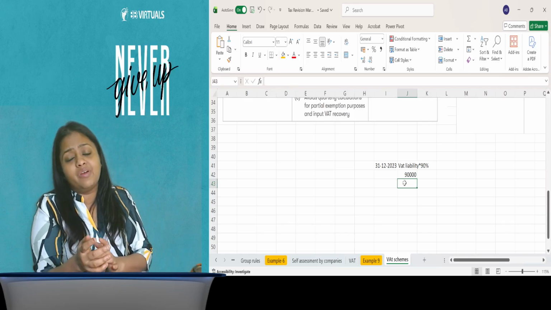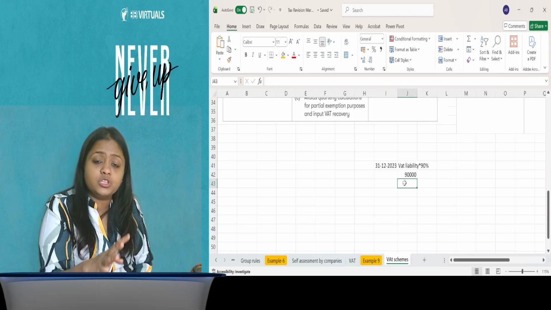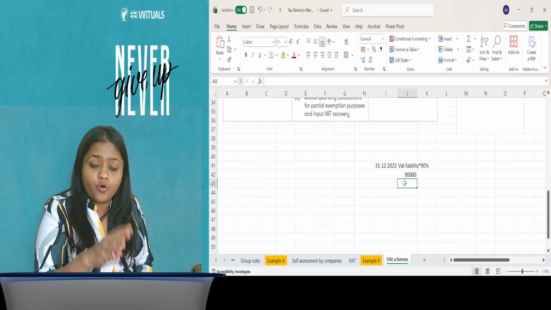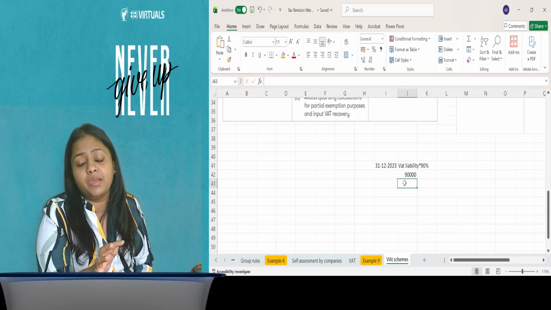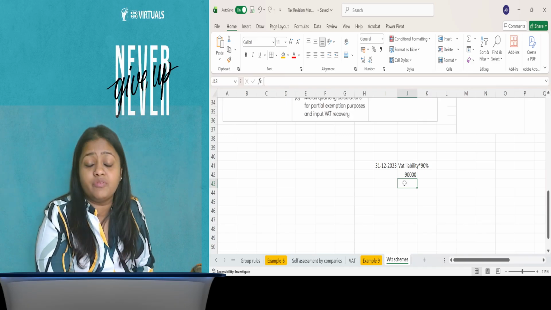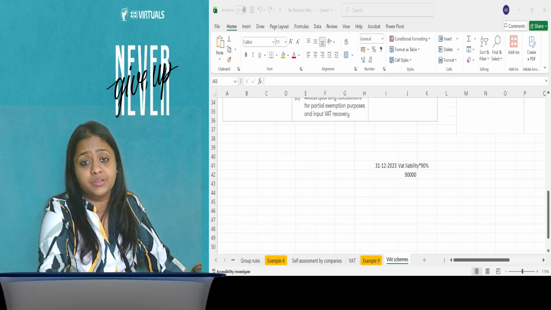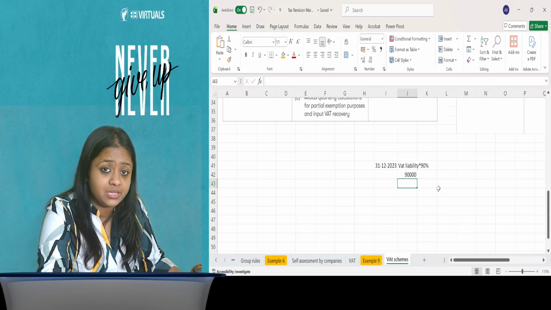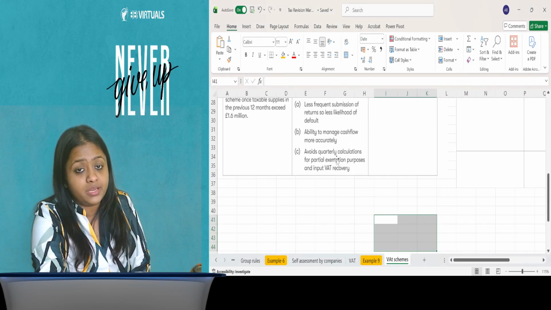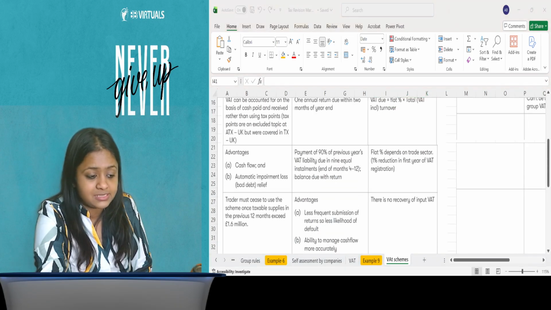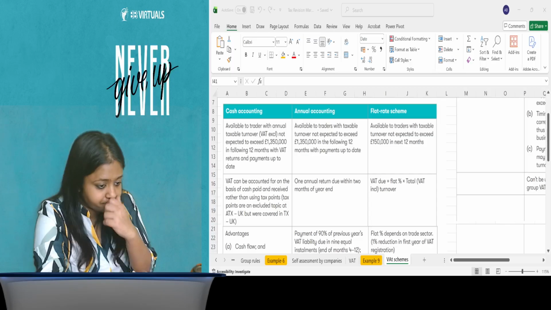So that 10,000 VAT amount will be paid from the fourth month from the start of the year. Fourth, fifth, sixth, seventh, eighth, ninth, 10th, 11th, 12th. Done. Any remaining amount to be paid will be made along with the VAT return that we will file within 2 months from the year end. And again, the trader will leave the scheme the moment the turnover exceeds 1.6 million. The same as the cash accounting scheme.